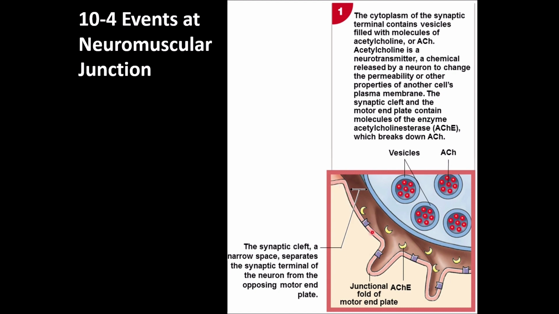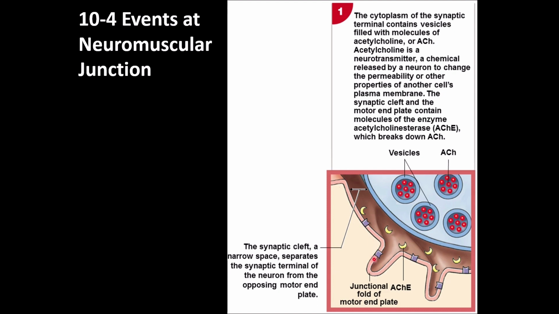Then you have this. This is the plasma membrane of the muscle. This is the T-tubule of the plasma membrane. This is also called the postsynaptic membrane. And the area in between, this is called the synaptic cleft. The synaptic cleft is a space between the presynaptic and postsynaptic membrane.